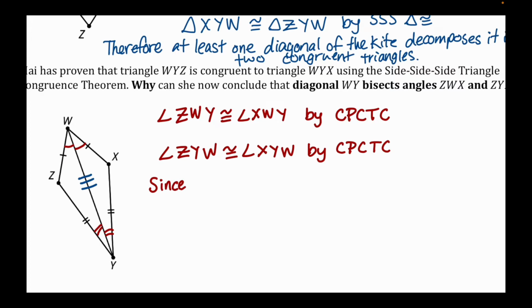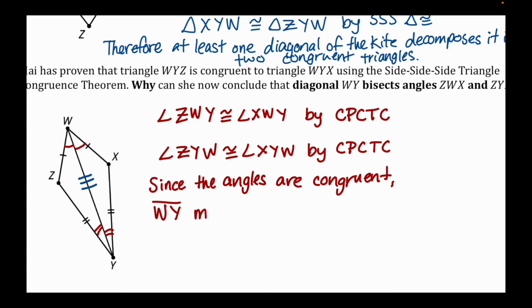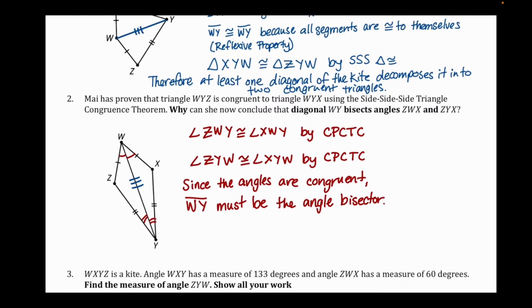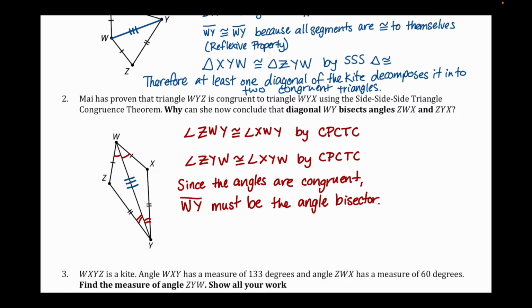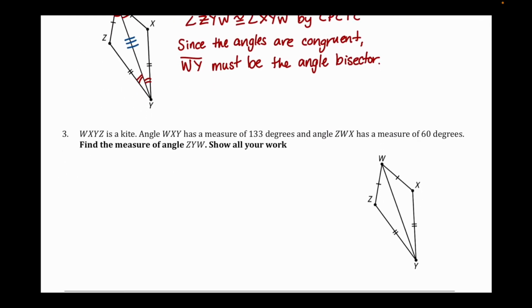So we can say, since the angles are congruent, WY, or segment WY, must be the angle bisector, which is its definition, that it would split those two angles into two equal pieces. That is what it means to bisect an angle. So let's move to question 3.